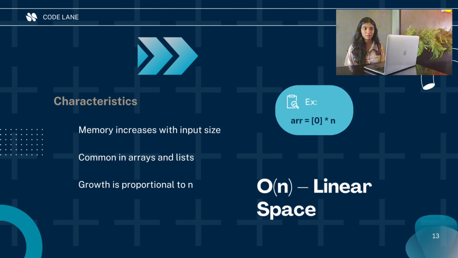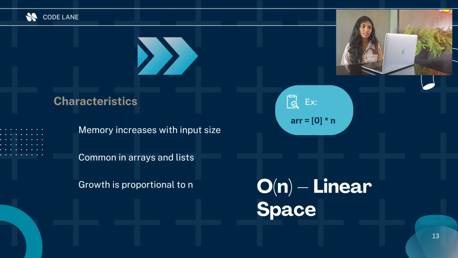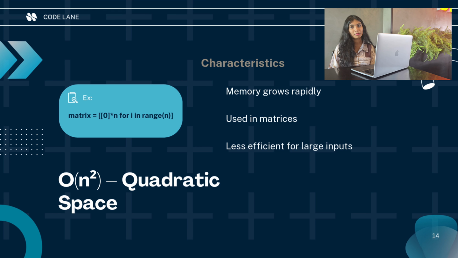O(n) means linear space complexity. In this case, memory usage grows directly with the input size. If the input doubles, memory requirements approximately double as well. Arrays, lists, and many data structures commonly exhibit O(n) space complexity because each additional element requires extra memory.